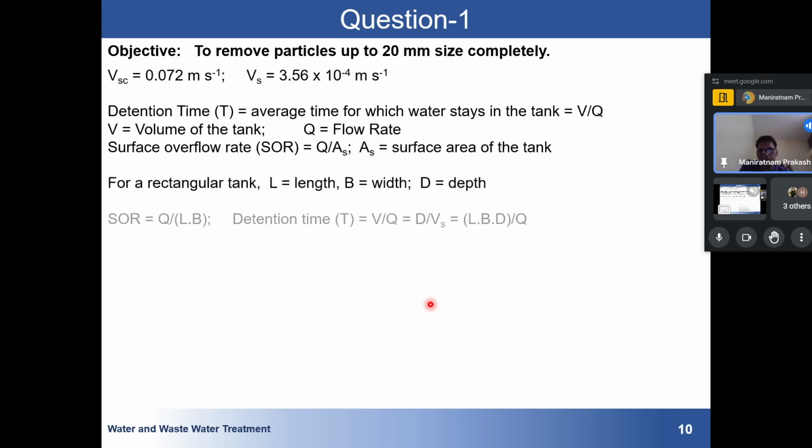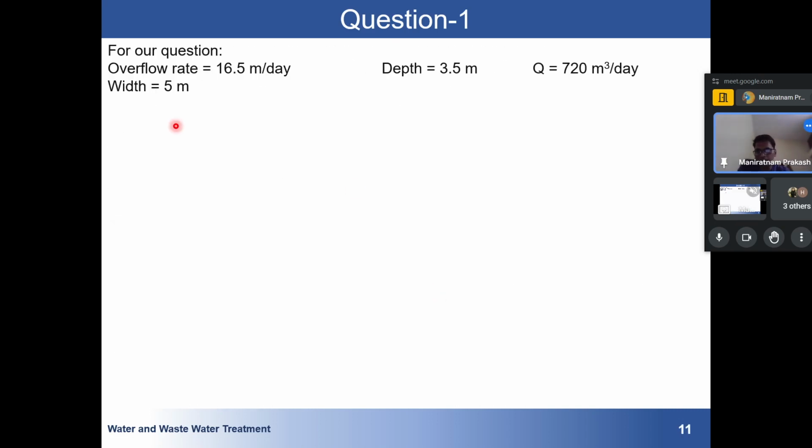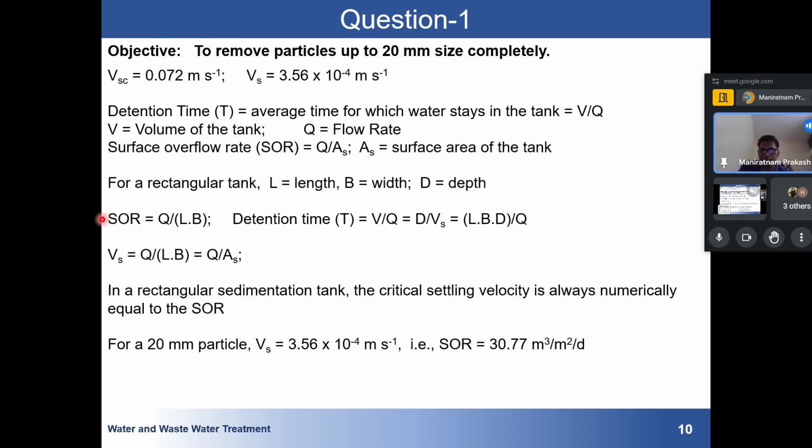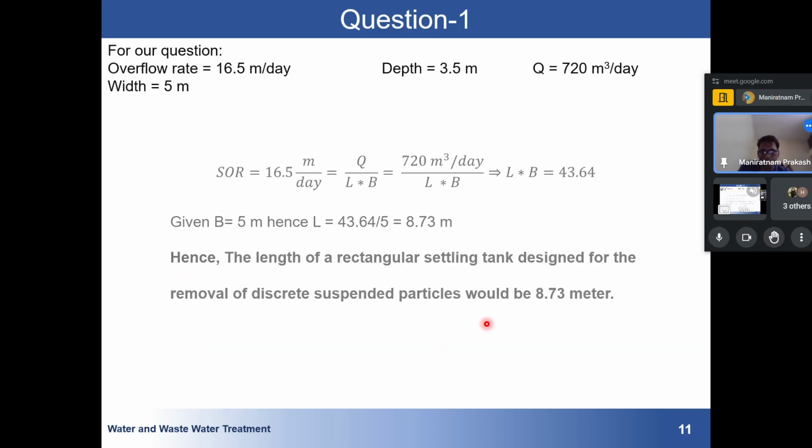So a very simple question is being given to you: overflow rate is 18.6, depth is 3.5, Q is equal to 720 meter cube per day, and width is 5 meter. Okay, so the SOR, which is 16.5 meter per day, will be equal to Q divided by L into B. Remember this, during design I said that this SOR is given by Q divided by length into width of your sedimentation tank. Length and width is given to you.